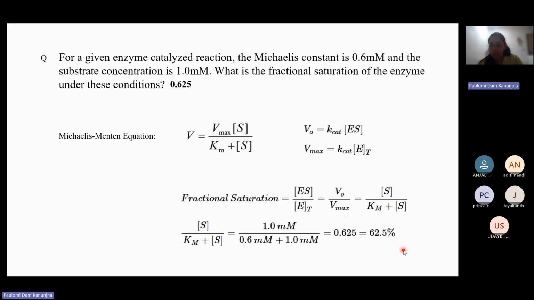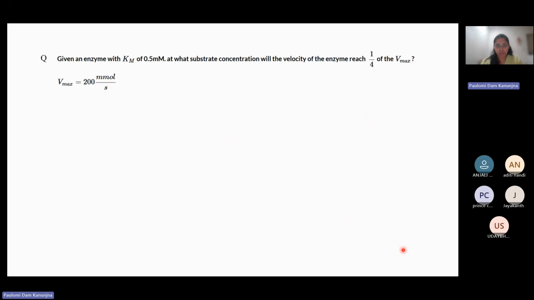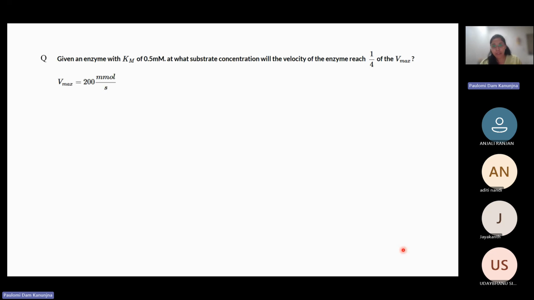Yes, cool. Okay, I have only 4 minutes remaining, so we'll do one more question today and the remaining we'll do in the next class. Given an enzyme with Km of 0.5 millimole, at what substrate concentration will the velocity of the enzyme reach 1 by 4 of the Vmax? And Vmax is given to me as 200 nanomole per second. Basically, you need to give me the substrate concentration at the instant where V naught is Vmax by 4, and I know the Vmax already.